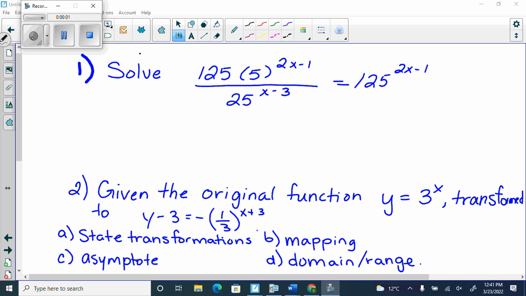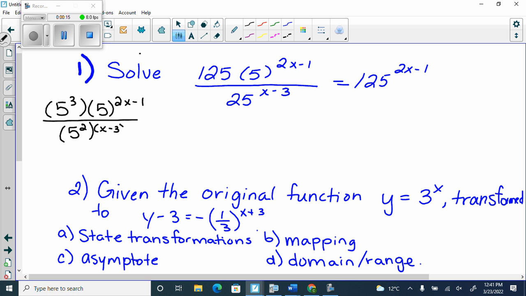Get 125 to 5 cubed, and then the 5 stays a 5 to the 2x minus 1, and then we get 5 squared to the x minus 3 equals 125, so that's 5 cubed to the 2x minus 1.